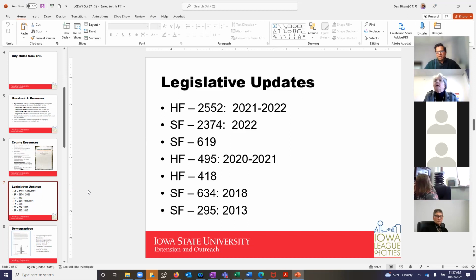So if you're trying to find information on major legislation that impacts your budgets, your financial situation, the educational reports that we put out essentially track them all the way, almost 10 years. So you can track all of those pieces of legislation that are key to both cities and counties.